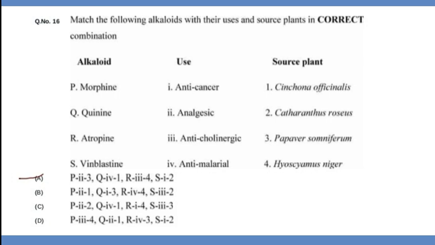Moving to the next question, match the following alkaloids with their uses and source of plant in the correct combination. Alkaloid, use and source plant. The first alkaloid is morphine.